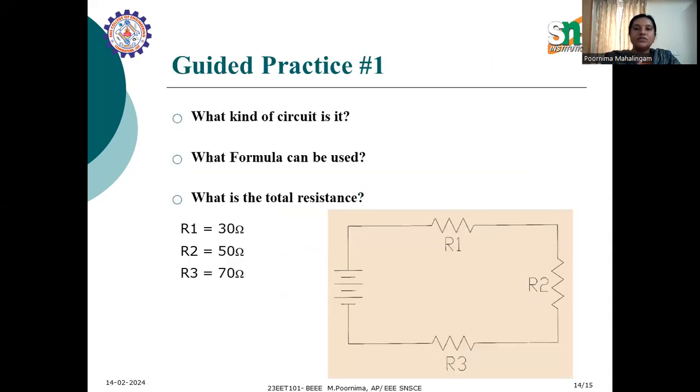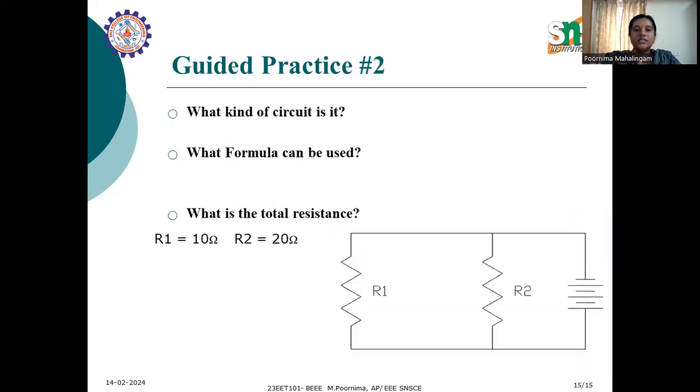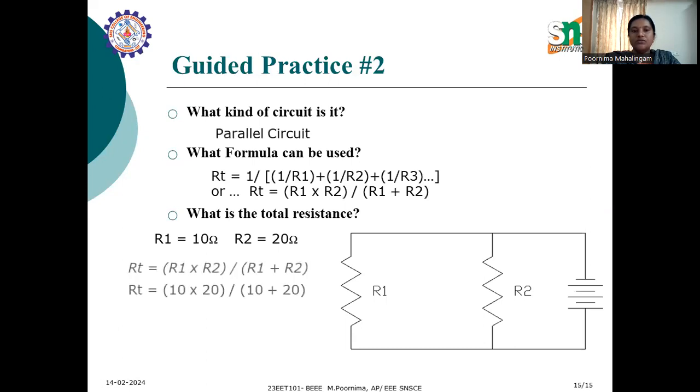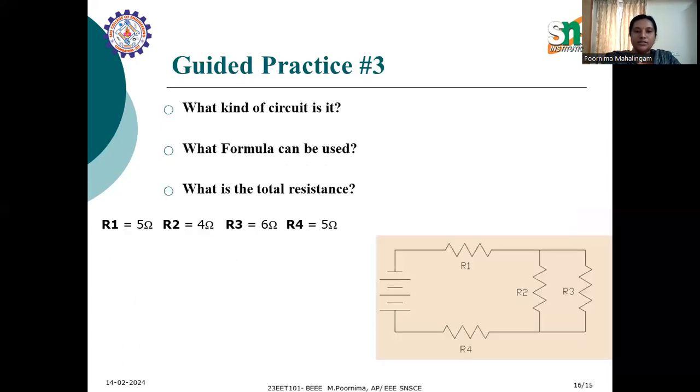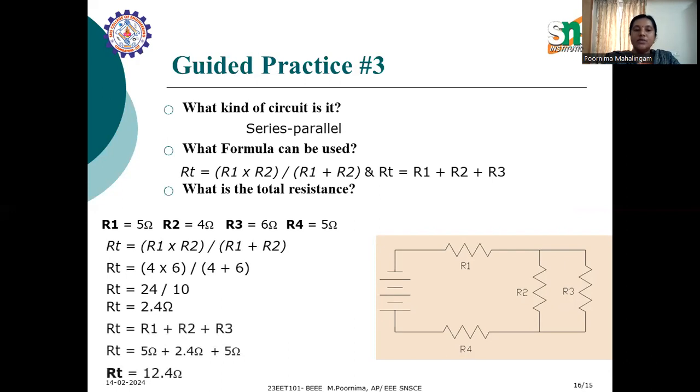Okay. Here we have a small practice. What kind of circuit is this? First, it's a series circuit and we are using the series formula, and the total resistance is found by adding the 3 resistors, which is 150. And this is a parallel circuit and we are using this formula for the 2 resistors and finding the total equivalent resistance. And this is the combination of series and parallel. We are using these formulas and finding the total resistance, and the total resistance varies based on the connections.